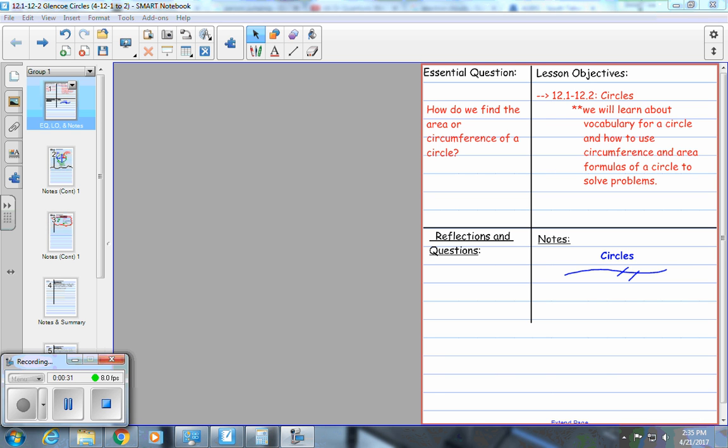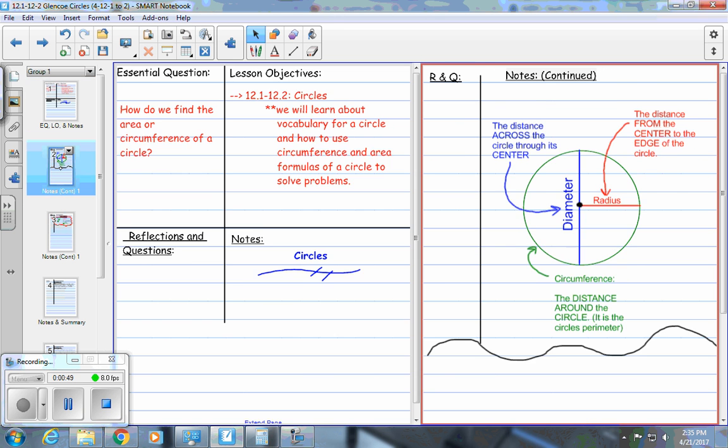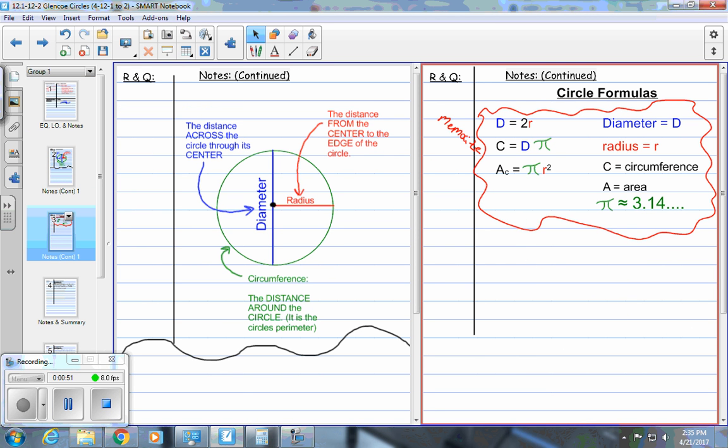Okay, welcome back. Our essential question on our circle lesson today is, how do we find the area or circumference of a circle? And I think we've already seen this in our past, so we're going to go a little beyond that. We're going to find multiple areas of a circle and multiple circumferences and try to compare and contrast different circles. So I'm going to go to the next two slides and have you copy down what you see. So go ahead and pause here and copy down what you see.